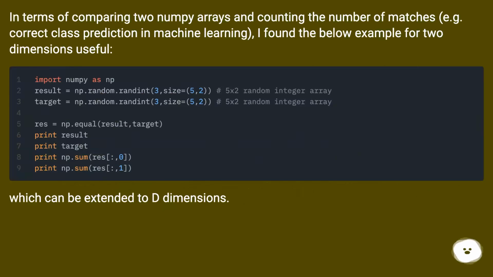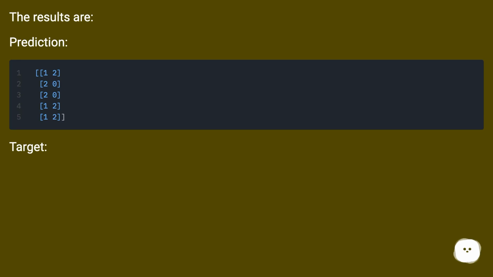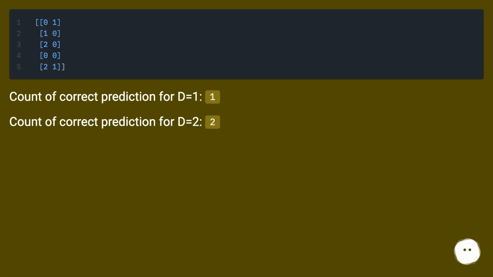In terms of comparing two NumPy arrays and counting the number of matches, e.g. correct class prediction in machine learning, I found the below example for 2 dimensions useful. Which can be extended to d dimensions. The results are prediction, target, count of correct prediction for d equals 1, 1. Count of correct prediction for d equals 2, 2.